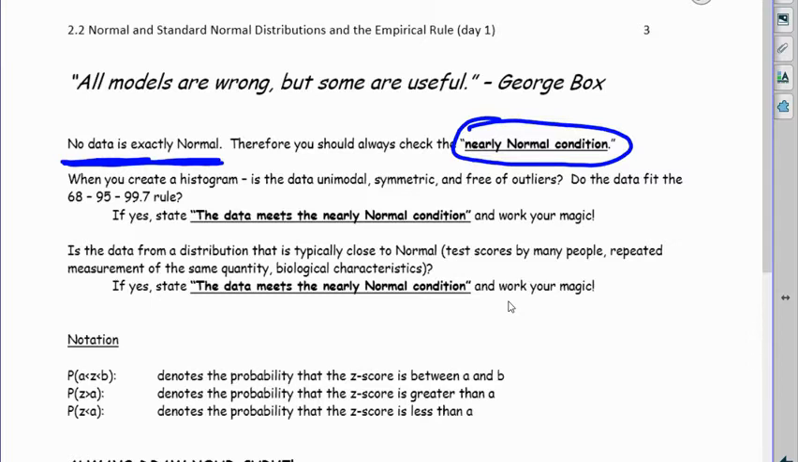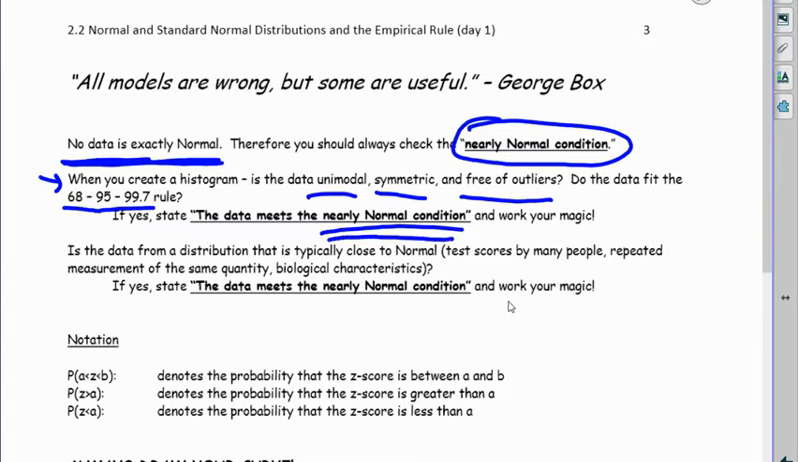And so when we are testing raw data, we'll create a histogram, and that's in the next video. Well, in 2 videos. When we create a histogram, we're going to see if our data is unimodal, symmetric, free of outliers, and does our data fit the 68, 95, 99.7 rule. And if we can show that, we'll state that it's met the nearly normal condition.